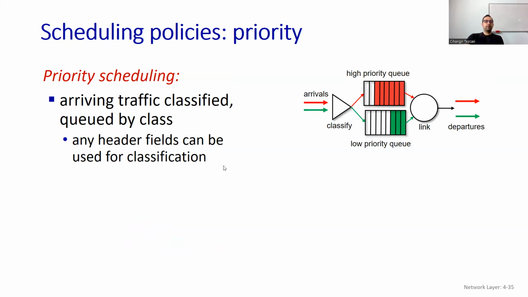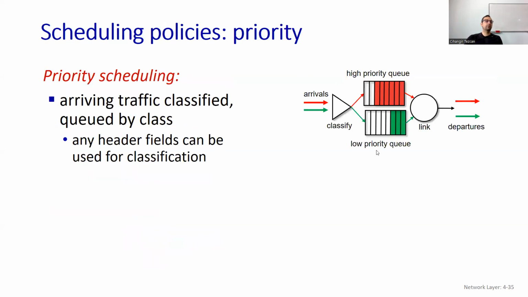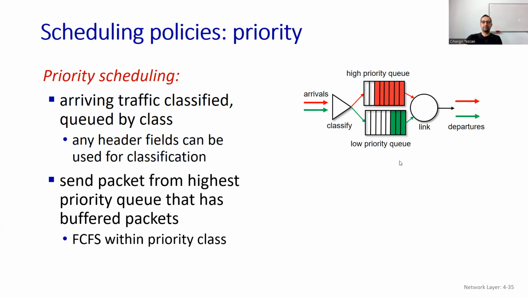Prior to scheduling, arriving traffic is classified and queued by class. Any header fields can be used for classification. So think about this again in a bank. You can think that also in banks, we have first in, first out, first come, first served. But generally what happens now is that when you take your number, you press a button which describes why you are there, right? So you classify the customers there. There are 2 different queues, or sometimes 5 different queues for 5 different kinds of operations. This is what we actually mean by priority.